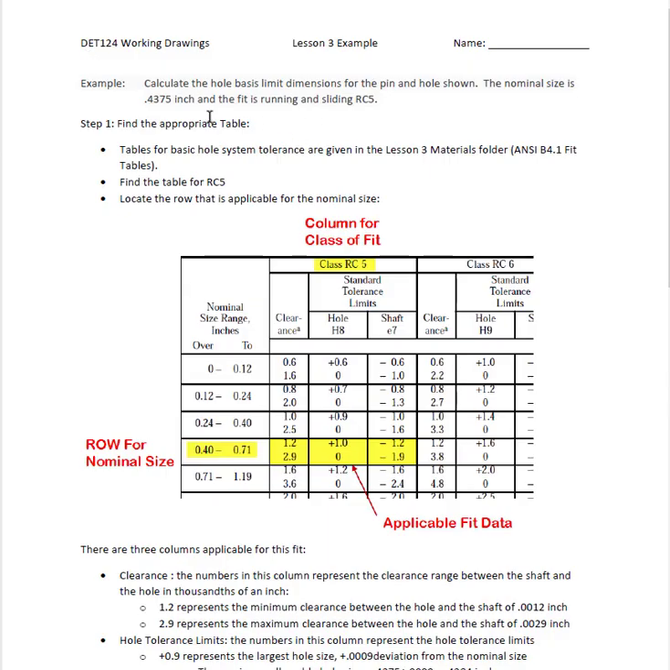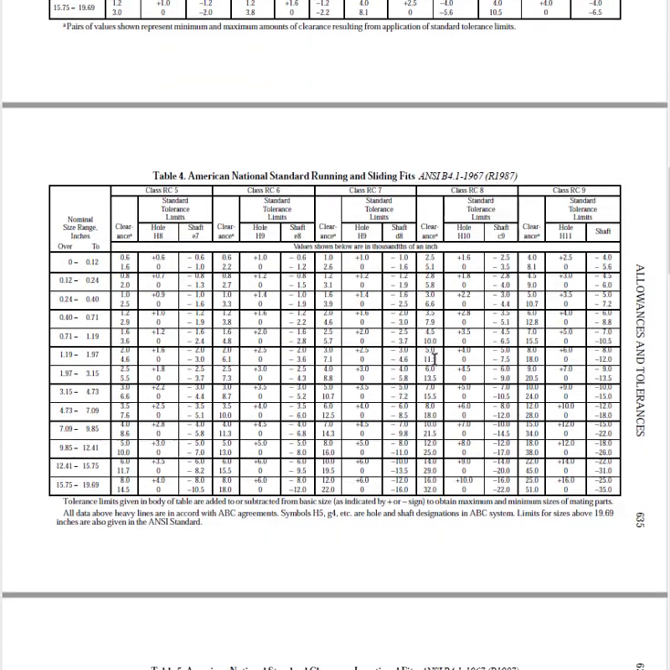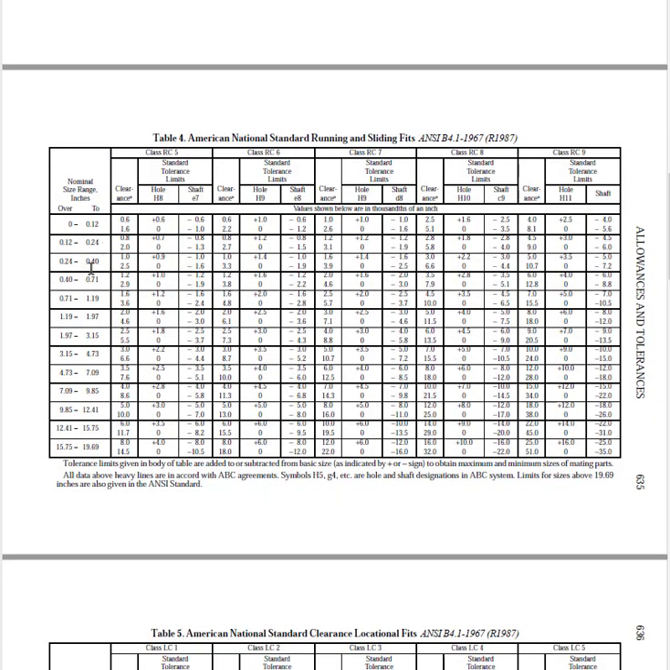Our example says, calculate the hole basis limit dimensions for the pin and hole shown. The nominal size is 7/16 of an inch, and the fit is an RC5. I showed you where to find the tables. Locate the table for RC5. You'd come over here, RC1 through RC4 would be on the next page, and then RC5. Then 0.4375. That means we want to look right here in this part of the table.